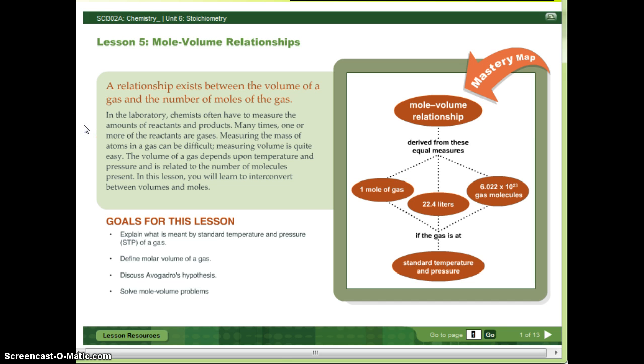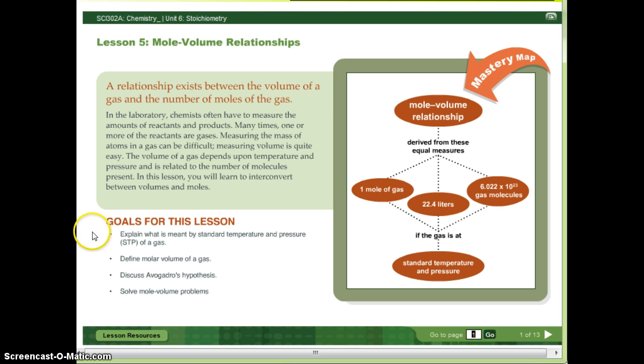In the laboratory, chemists often have to measure the amounts of reactants and products. Many times, one or more of the reactants are gases. Measuring the mass of atoms in a gas can be difficult. Measuring volume is quite easy. The volume of a gas depends upon temperature and pressure and is related to the number of molecules present. In this lesson, you will learn to interconvert between volume and moles.